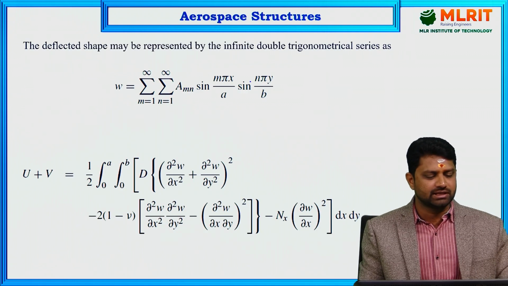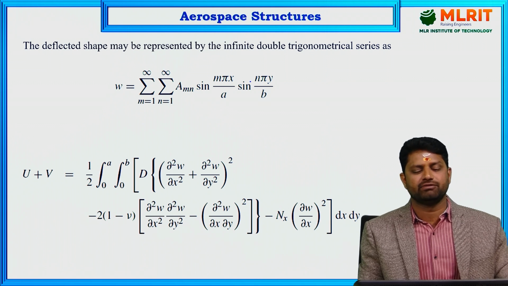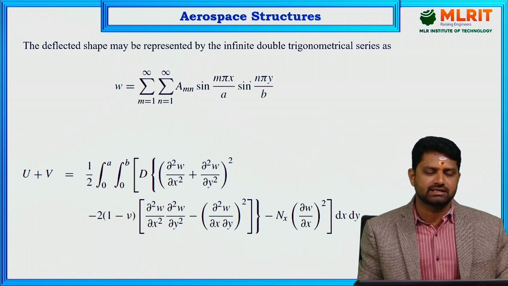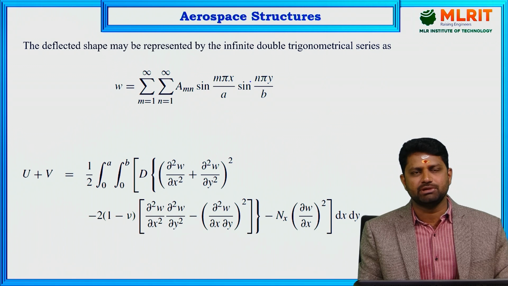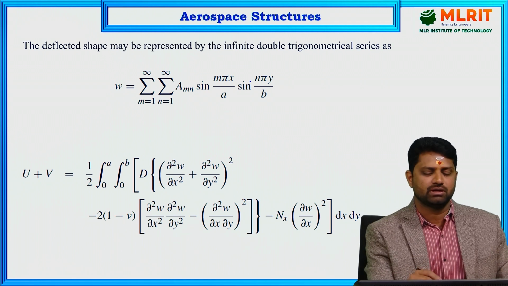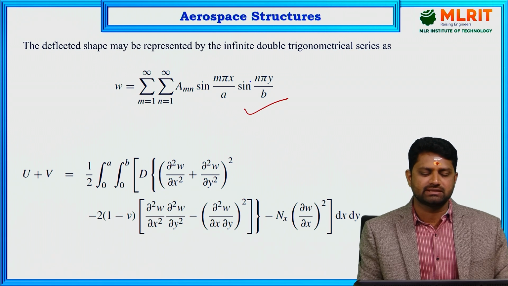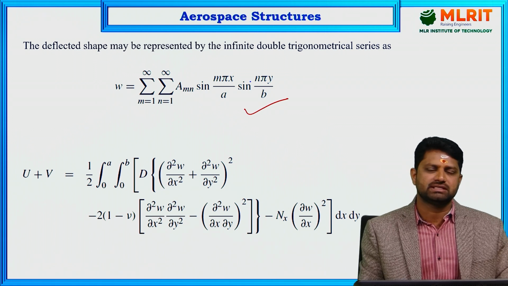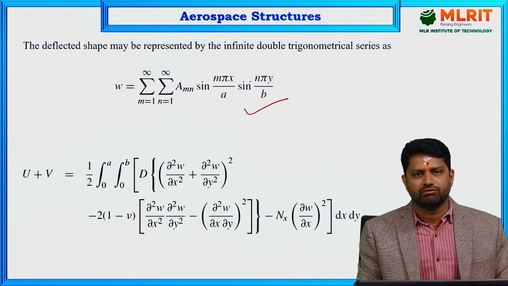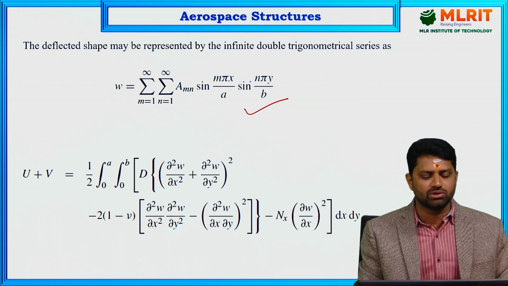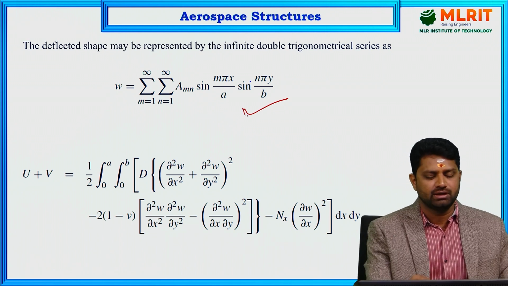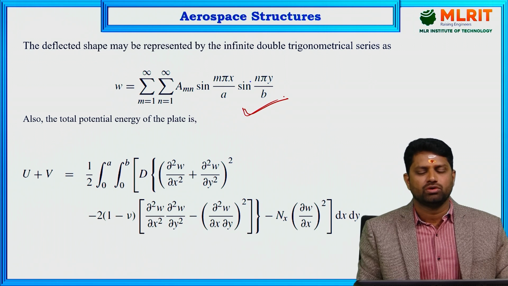Now let us consider the deflected shape, which may be represented by an infinite double trigonometric series as W equals summation m equals 1 to infinity, summation n equals 1 to infinity, Amn sin(m pi x by a) sin(n pi y by b). This is a similar deflection function to the one we assumed in unit 1. Here also we are going to assume the same one, and then write the total potential energy.